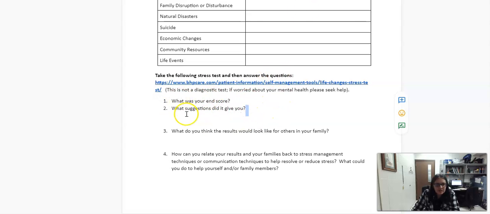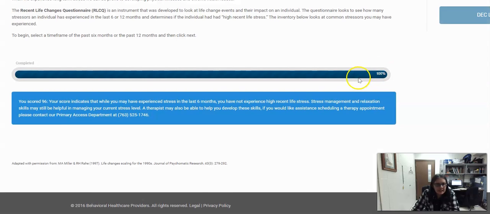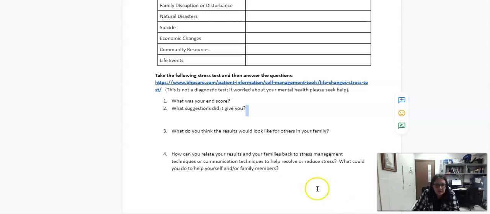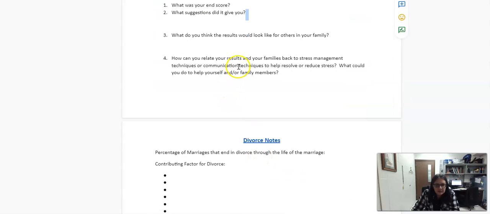So it says, what was your end score? What suggestions did it give you? What do you think the results would look like for the rest of your family? And then just relating to stress management. So this did say a therapist may help you with these skills, scheduling a therapy appointment. So that was just a suggestion, right? So I would just put that in there and relate the results for your families back to stress management techniques, communication techniques to reduce stress.